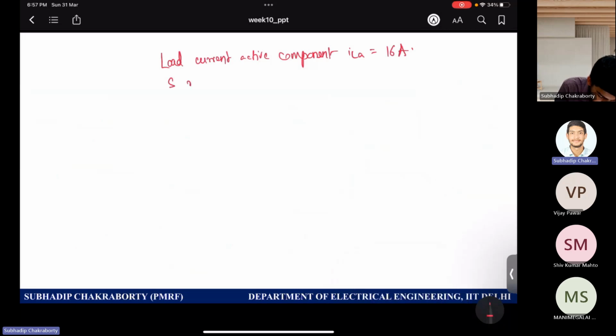And source current, how much is the source current? 4400 into 0.8 divided by 220. It is 17.72 amps.